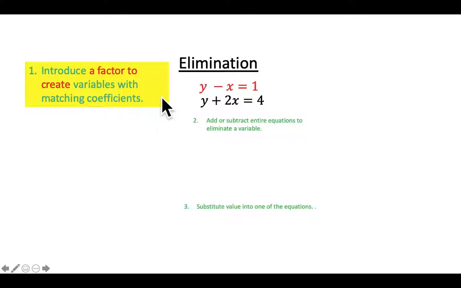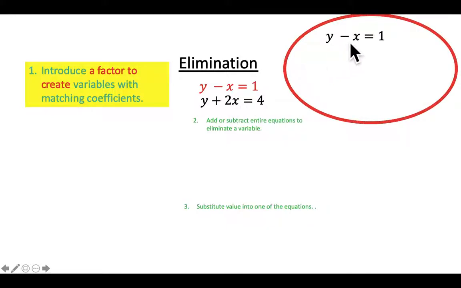So we're going to introduce a factor to create variables that have matching coefficients. And I've explained that what we're after is a 2 on the x. So we're going to start with this equation and say, well, I want to have a 2x in this location. So if I multiply both sides of this equation by 2, then I will have 2y minus 2x is equal to 2. And at that point, I can combine this equation with this one.